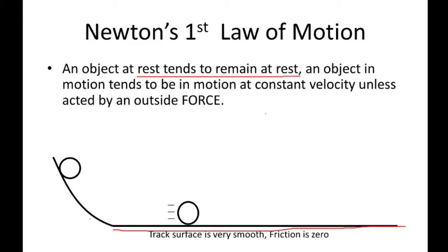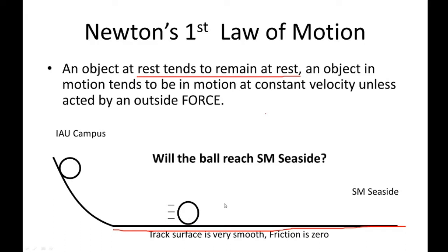And then you have here an incline at the first part. So let us say this metal ball is released from the IAU campus, and we are able to create a track up to the SMC side. The question is, will the ball reach the SMC side if the surface is very smooth such that friction is zero? Do you think it will reach the SMC side?